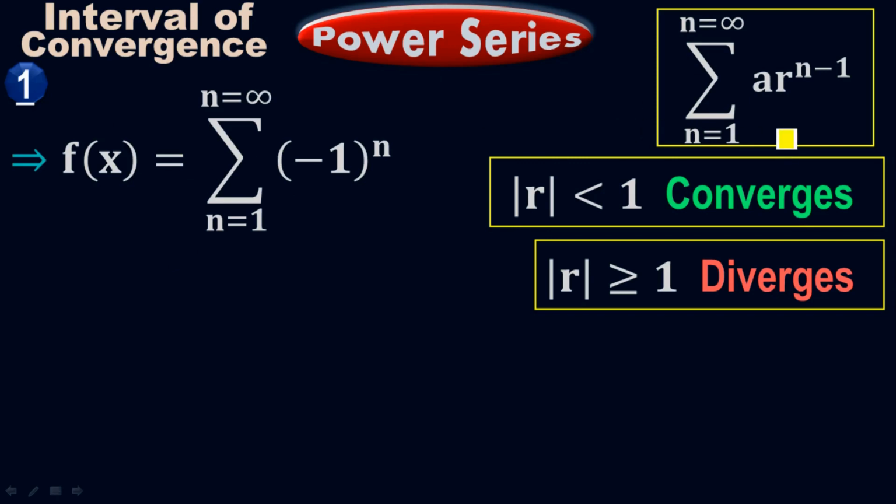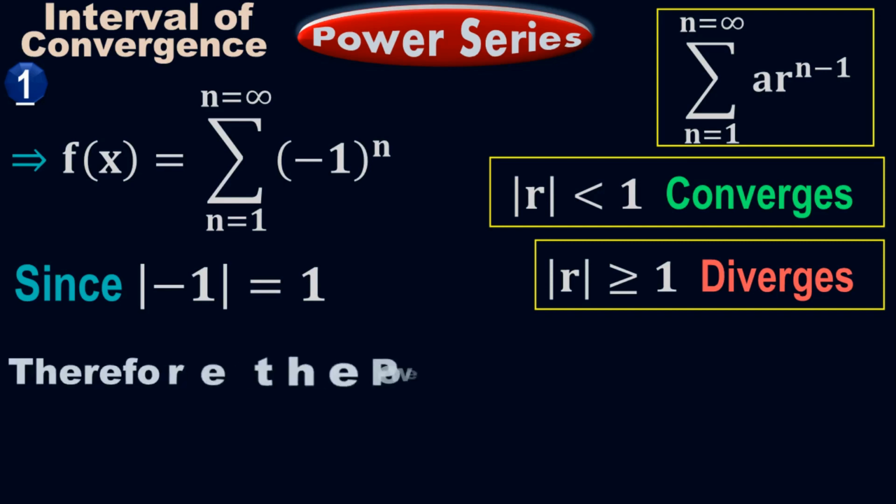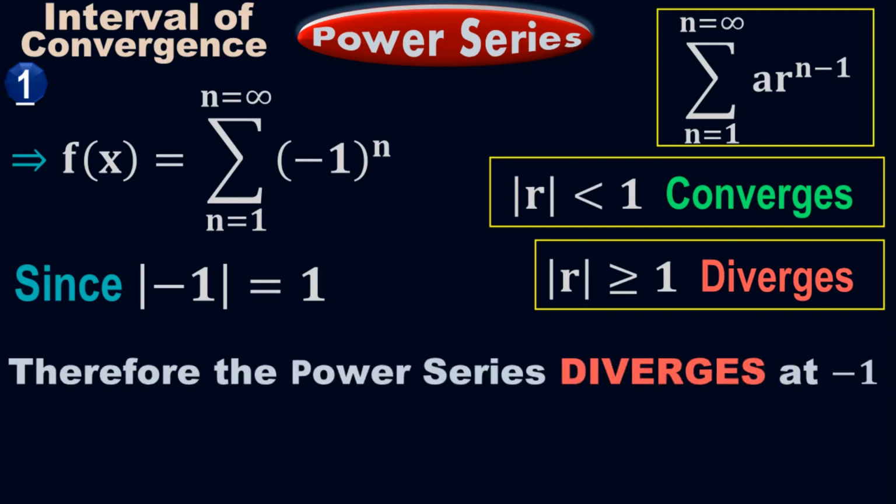According to the geometric rule, if you take the modulus of r, if the modulus of r is less than 1, then the power series converges. If the modulus of r is greater than or equal to 1, then the power series diverges. Since the modulus of -1 equals 1, the power series diverges at -1.